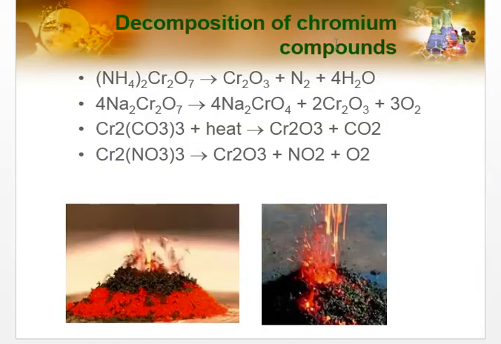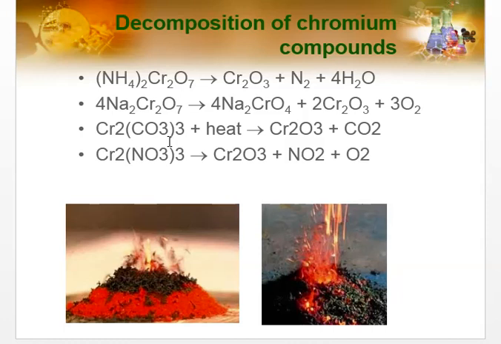But by the decomposition of the bichromates, we can prepare chromium oxide. At first, let us see the decomposition of ammonium bichromate. By the decomposition of this compound, we can prepare chromium 3 oxide, nitrogen, and water. By decomposition of sodium bichromate, we can prepare sodium chromate, chromium 3 oxide, and oxygen.